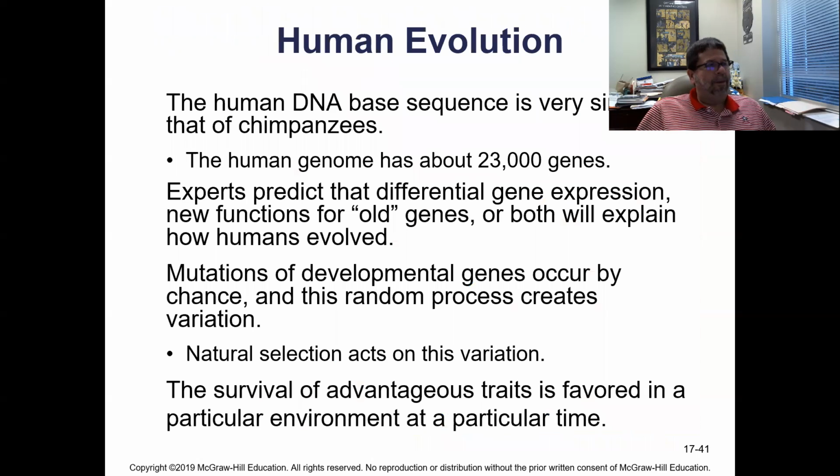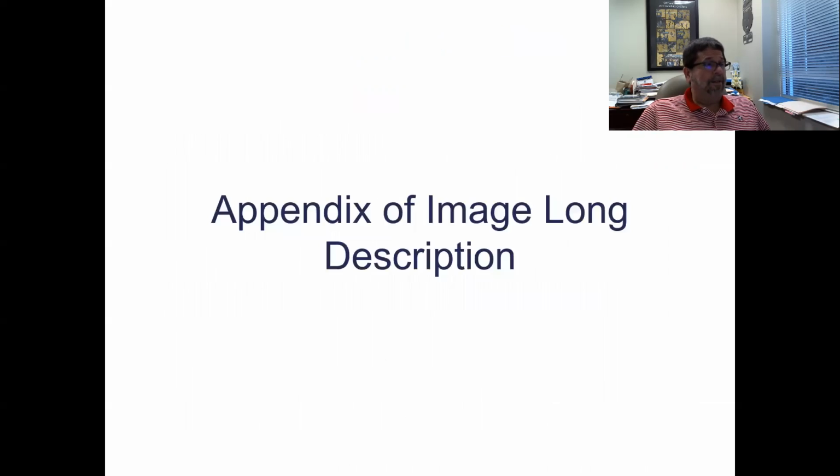Okay, other ones. Human DNA analysis shows that the human genome has 23,000 genes, right? Experts predict that different gene expression, new functions for old genes, or both will explain how humans evolved. We don't think we're going to find any new genes that we have that chimpanzees don't have, just new expressions turning on old genes, maybe the difference between us. Chimpanzees are the only other organism I know of that has 46 chromosomes. Okay, and that's pretty cool. So it's talking about how mutations of developmental genes occurred by chance, and these random processes may have led to humans and chimpanzees evolving differently.